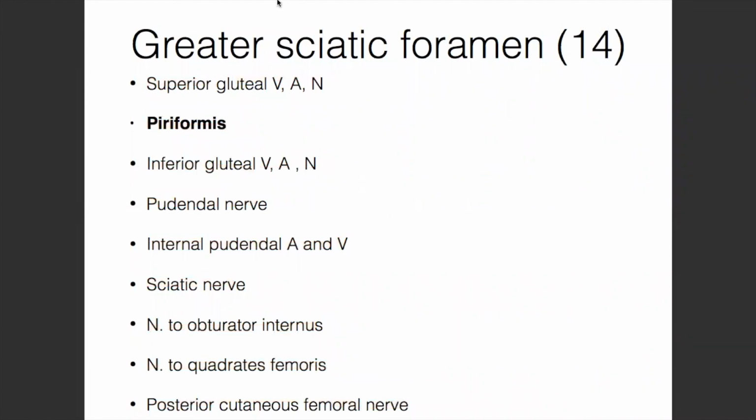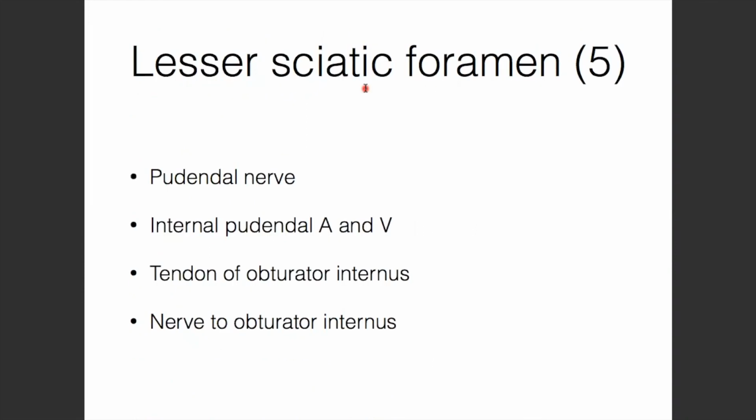What's more tricky is knowing the contents of the lesser sciatic foramen and the contents of both, because they mostly ask about the lesser. They'll ask which ones are contents of both. The contents of both are the pudendal nerve, the internal pudendal artery and vein, and the nerve to obturator internus. So those three are contents of both the greater and the lesser sciatic foramen.